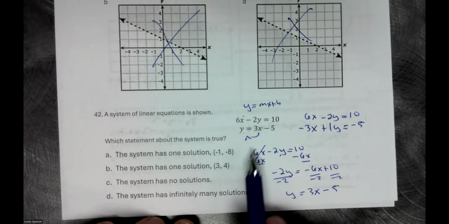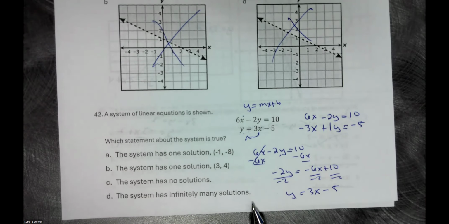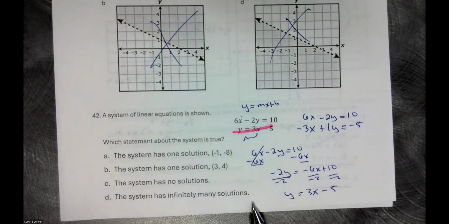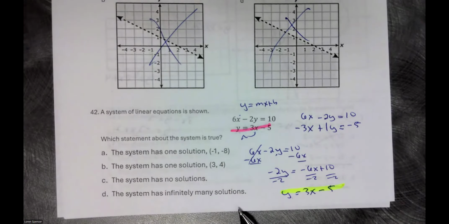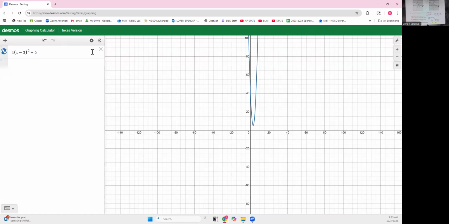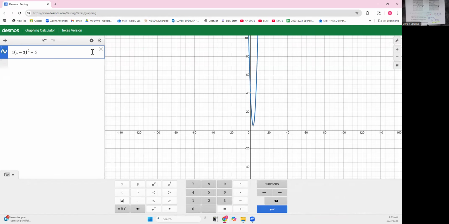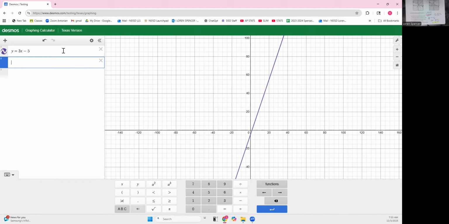That means they're going to touch everywhere. Let's go ahead and graph those, because this was the original, and now I also have this one, and they look to be the same. So I'm going to graph one, then I'm going to graph the other, and I want you to see what happens. Okay? So sharing screen, here's the first line. The first line was y equals 3x minus 5. And then I'm going to graph the other one. y equals 3x minus 5.